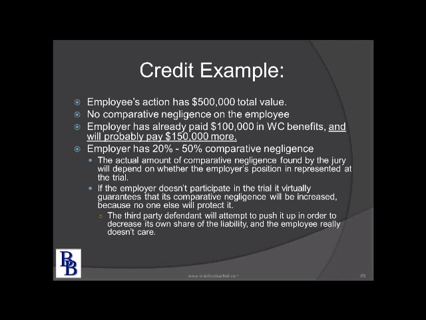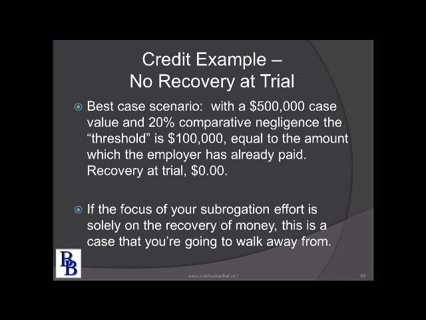But we're going to change the facts just a little. Not only has our employer paid $100,000 in workers' compensation benefits, but he's got $150,000 more still out there to pay. Okay? And because we're not up to the trial yet, we're not quite sure what the employer's negligence is going to be. If the employer walks away from this case, doesn't do anything, it's likely to be 50-50. Half on him, half on the employer. But if the employer gets involved in the case, maybe he can hold that down. Maybe he can push it down as far as, oh, say, 20%.